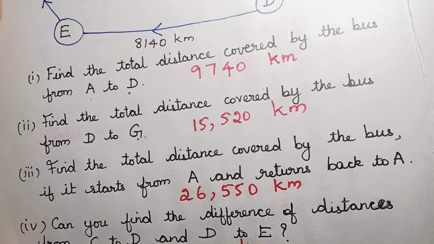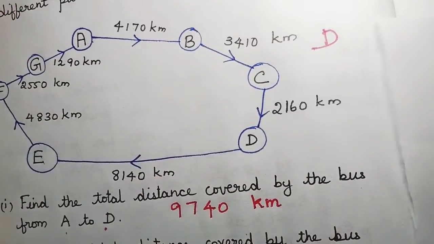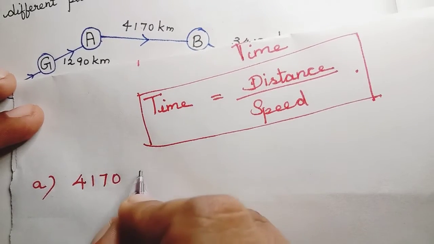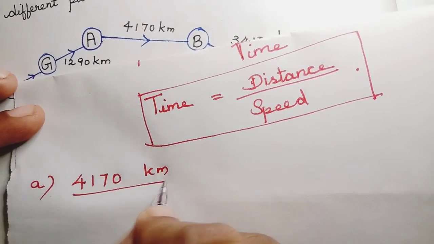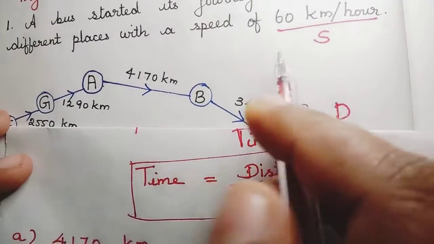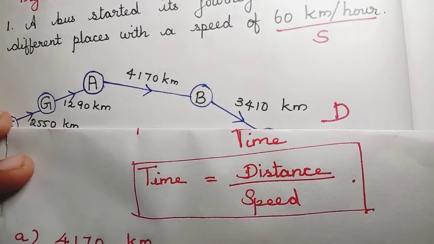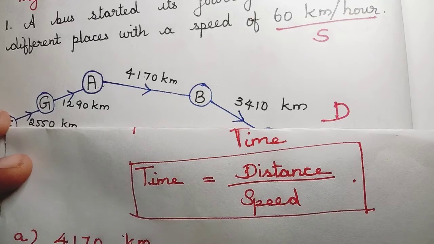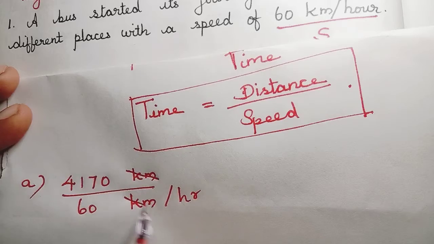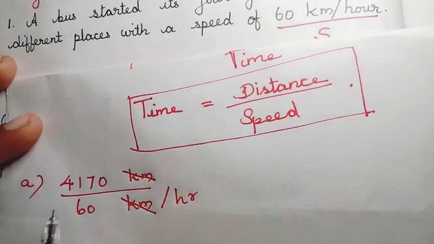First one is from A to B. So what is the distance from A to B? It is 4170 kilometers. Okay, so it is divided by the speed. So what is the speed here? The question has given it, it is 60 kilometers per hour. Okay, so the unit first we will solve it. When you solve this, the kilometer and kilometer will get cancelled, and this hour will go to the top. Okay, so how will you solve this?